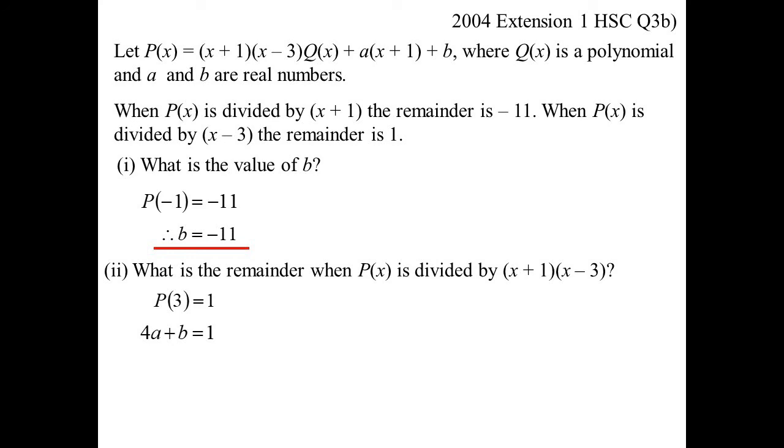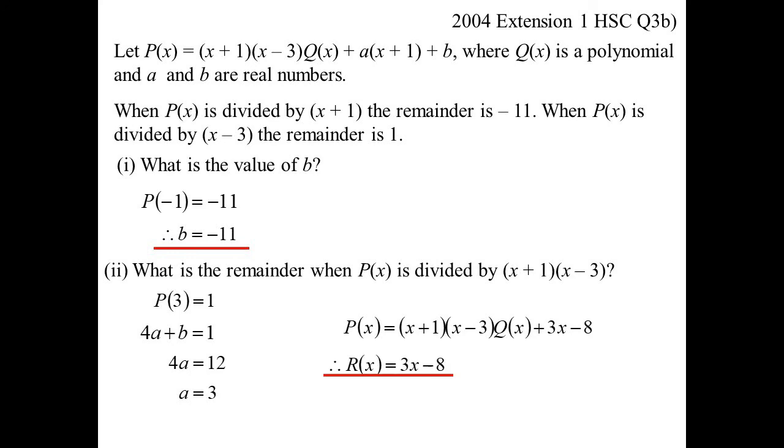But we worked out what b is. So I can substitute in negative 11 for b. We end up getting a equals 3. Haven't answered the question yet though, because it's saying what is the remainder? Well, the remainder is going to be a x plus 1 plus b. So it'll end up being 3x minus 8. So there's our remainder, 3x minus 8 for that one.